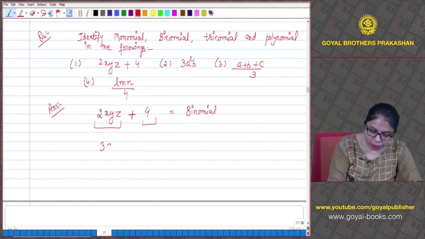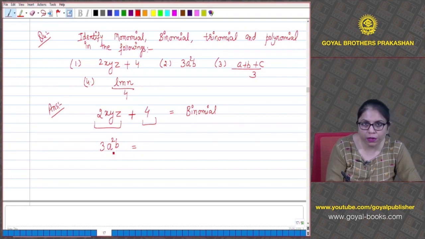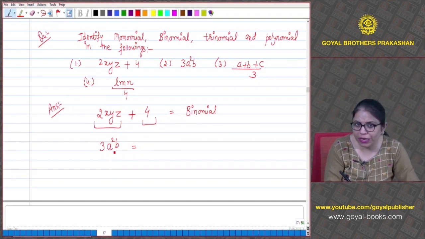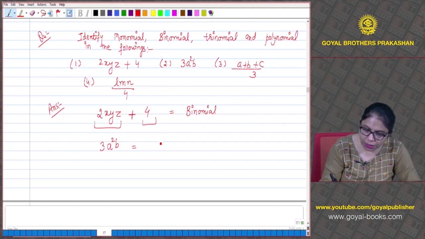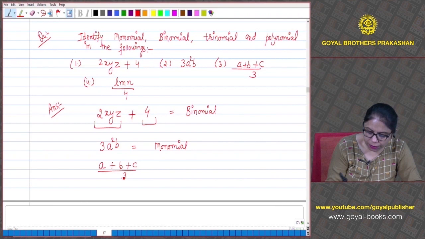Second is what? 3a square b. This expression has a single term because there is no sign of plus or minus. If there is no sign of plus and minus, then it means monomial. Clear? Now see the third part, a plus b plus c by 3.